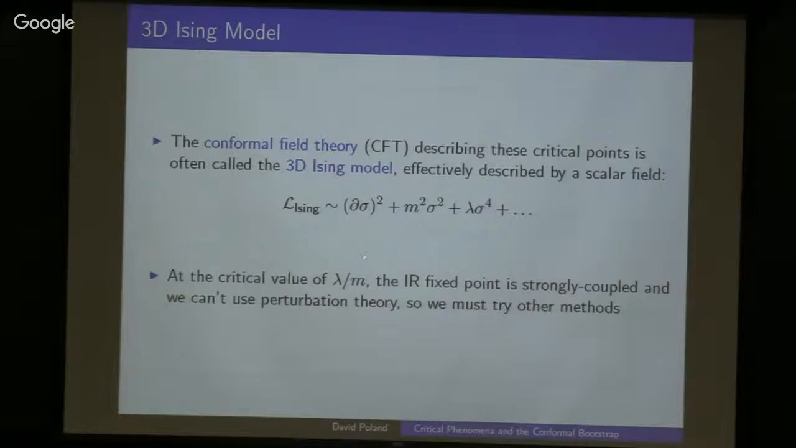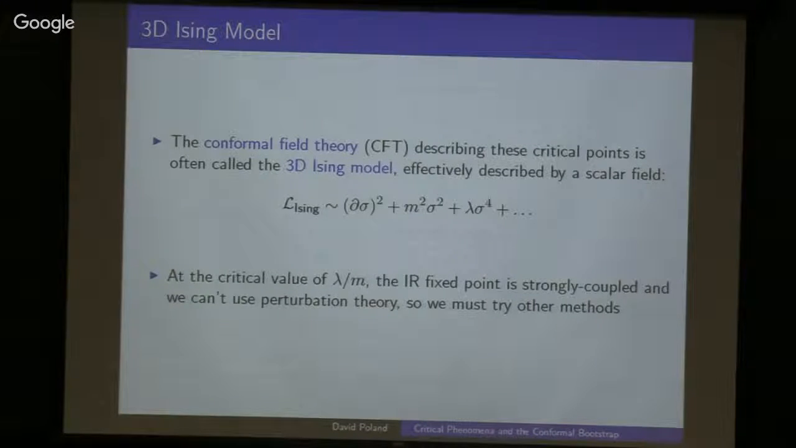On the other hand, this critical point is strongly coupled. Okay, there's no small parameter. There's no way to use perturbation theory to actually calculate its properties. There's no extra structure like supersymmetry that you can use to help you understand what it's going to do. So this is a strongly coupled field theory, and because you can't use perturbation theory, you have to try to find other methods.